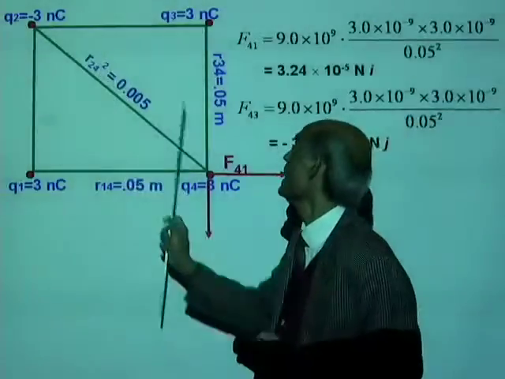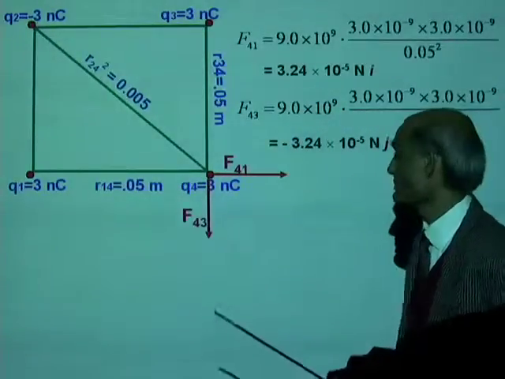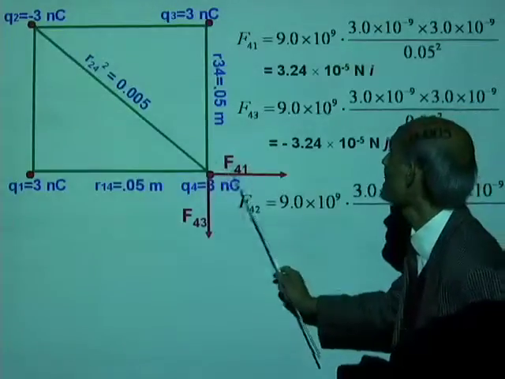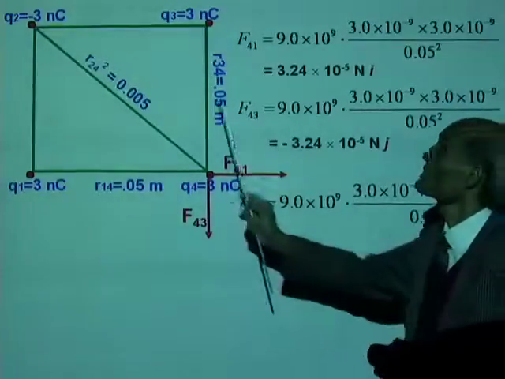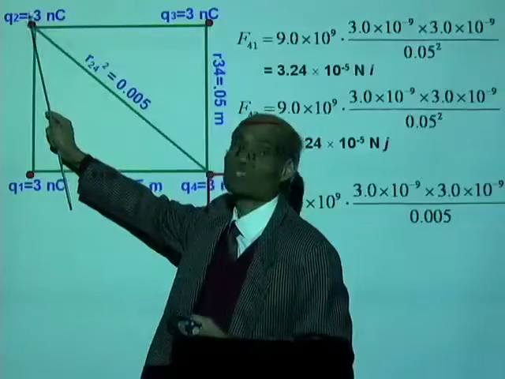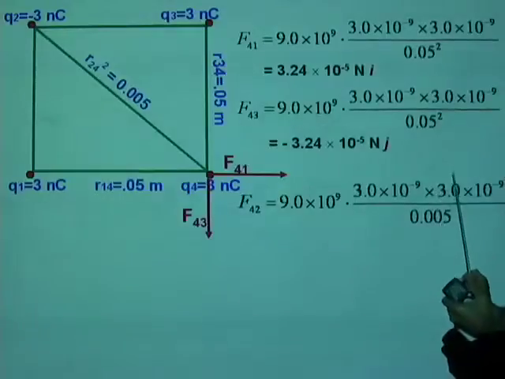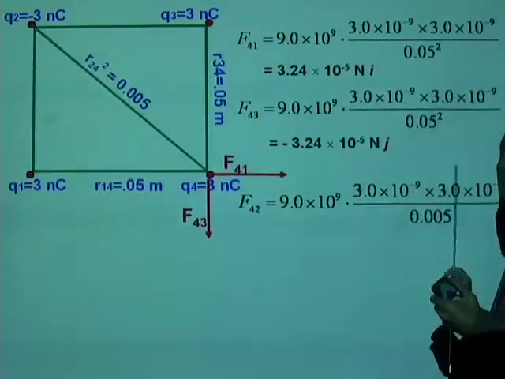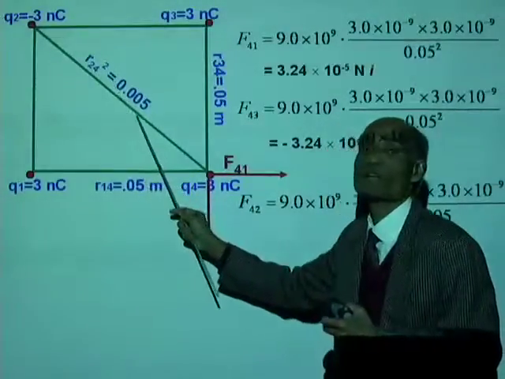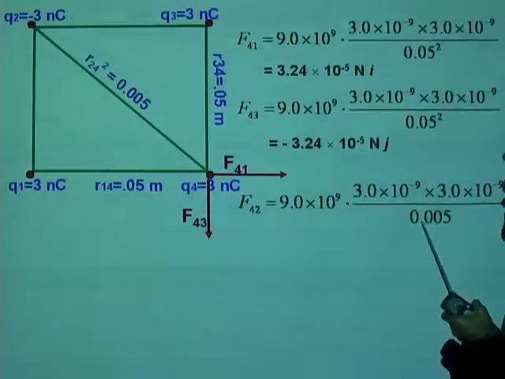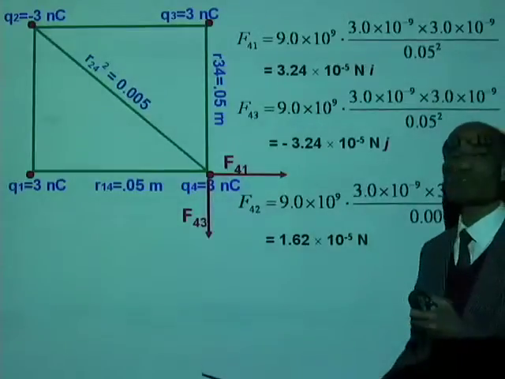Let's now find F42. Can you do that on your own? Well, F42 will be K times Q2, which is 3 times 10 to the negative 9. We are not using that negative; we use the absolute value. 3 nanocoulomb times 3 nanocoulomb. We converted that to coulombs. Divided by R24 squared, which is 0.005. And that gives you 1.62 times 10 to the negative 5 Newton.